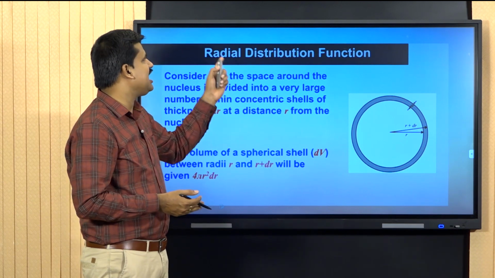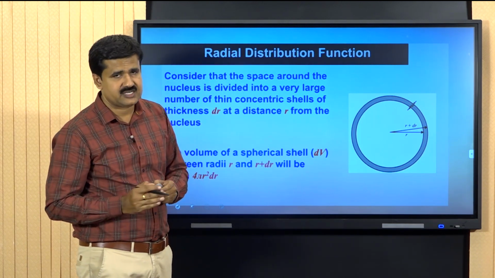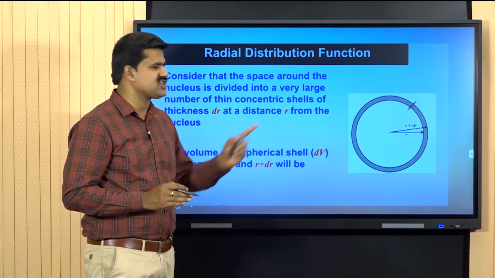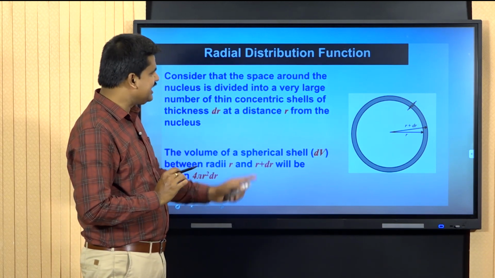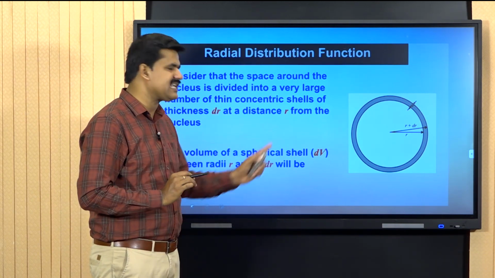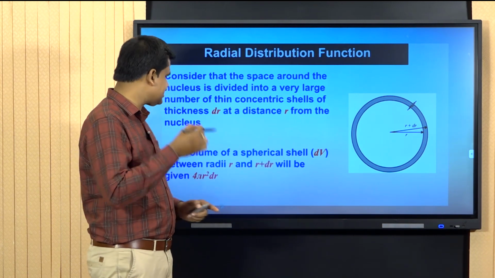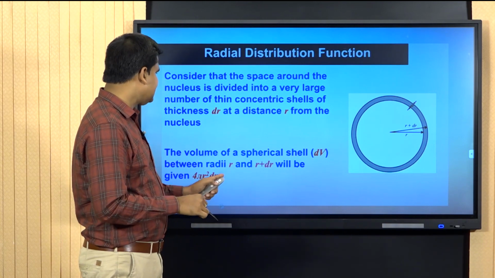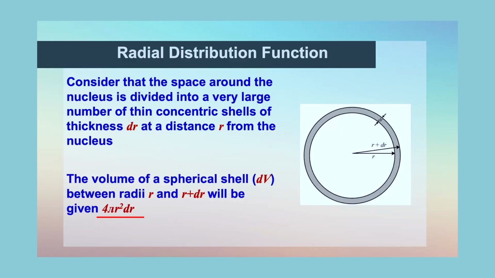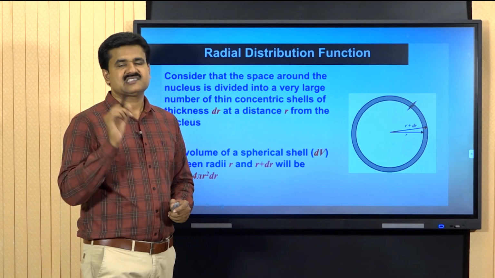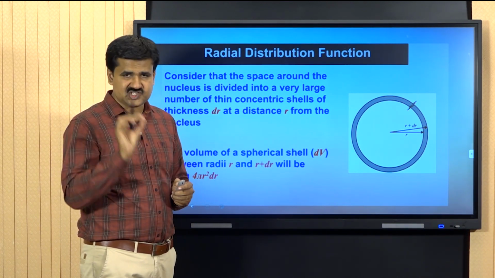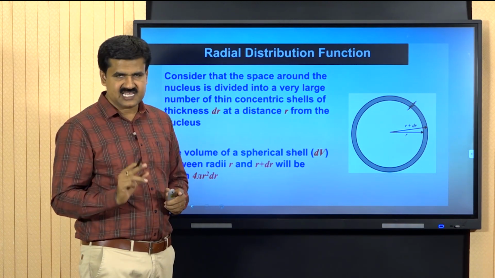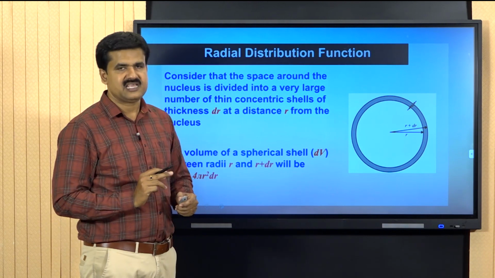This is to mention the radial distribution function. The volume of a spherical shell of thickness dr can be denoted as dV. And that volume dV is equal to 4 pi r square dr. So, the volume of the shell is 4 pi r square dr. dV is the volume of that small shell within radius r and r plus dr, and dV is equal to 4 pi r square dr.